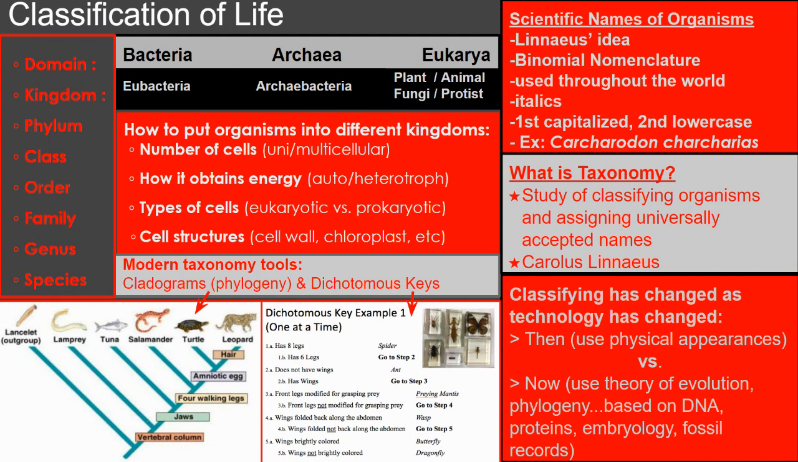Let's start out by talking about scientific names. Before we could classify living things, we want to name them. And there was a problem in the world. At one point in time, different people from across the world used different words to describe living things. They used words that made sense in their own language.